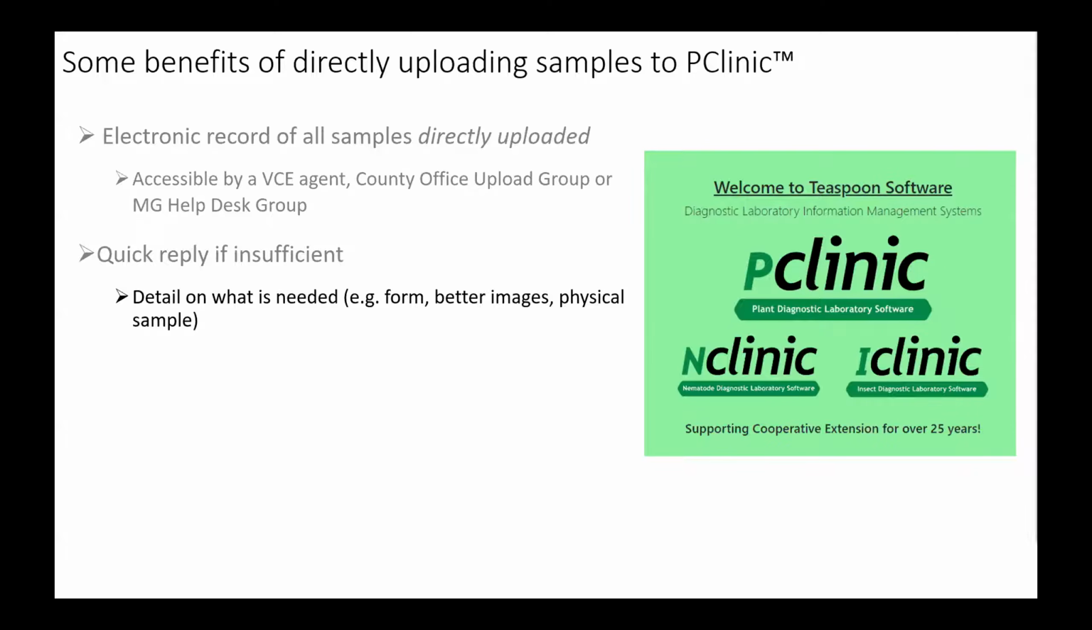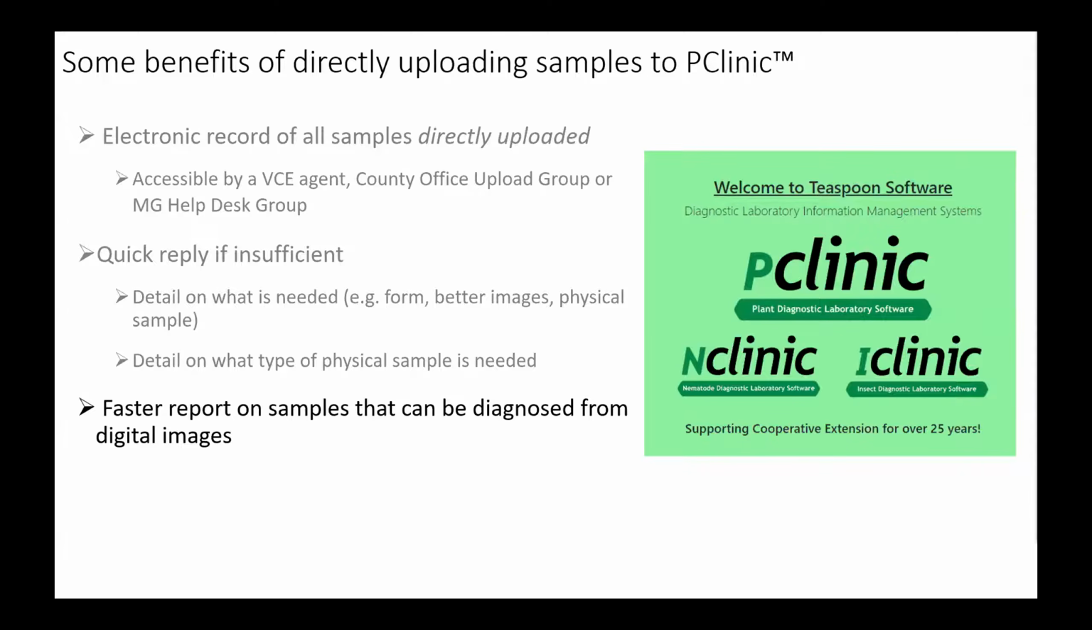The other thing is, if the sample is insufficient, you get a quick notification and we can say exactly what we need. If it's better images or a range of images, or if we need a physical sample, we can send that out. And we can also tell you what kind of physical sample is needed. You know, if we need the whole plant or if we just need a root sample, maybe even information on how to package that sample.